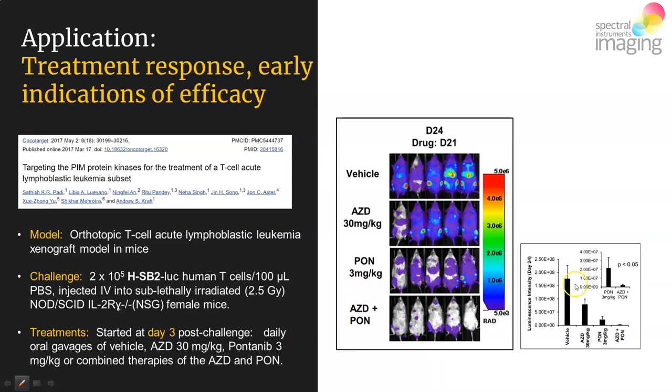So in evaluating the relative intensities on a whole mouse basis of these mice in the different treatment groups, it became quite evident that there was some marginal reduction by AZD, again, some additional further reduction by ponatinib, but by far the greatest reduction by the combinatorial therapy of both AZD and ponatinib given together. And this is demonstrated graphically here.